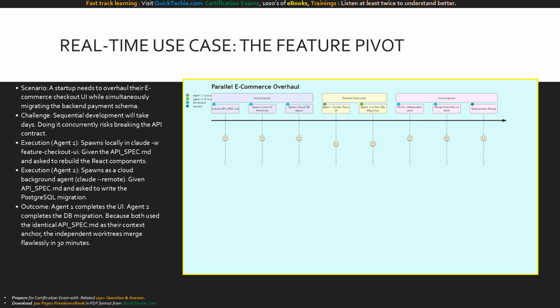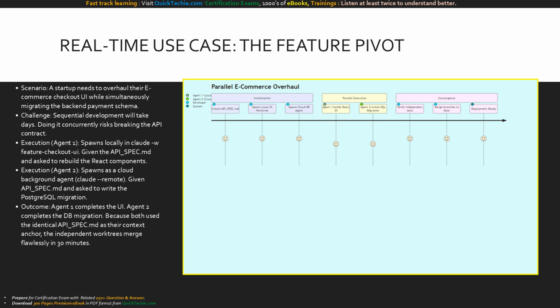Here is the flawless execution. You spawn Agent 1 locally using a Git worktree for the UI. You give it the API spec.md file and tell it to build the React components. Simultaneously, you spawn Agent 2 as a remote cloud background agent, give it the same spec file, and tell it to write the PostgreSQL migration.